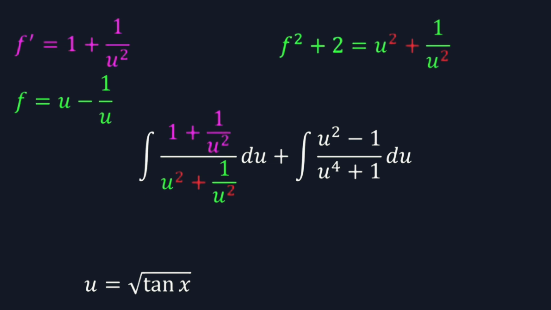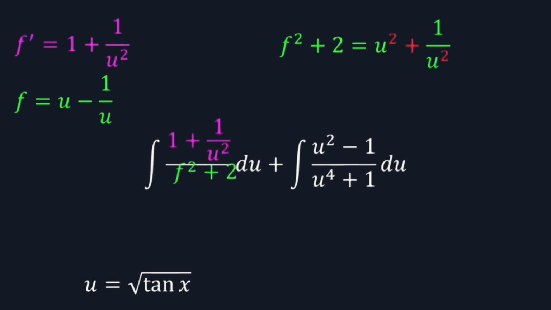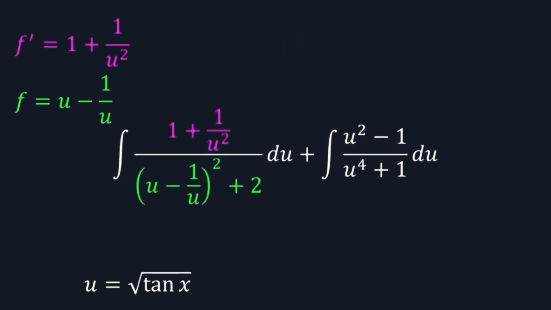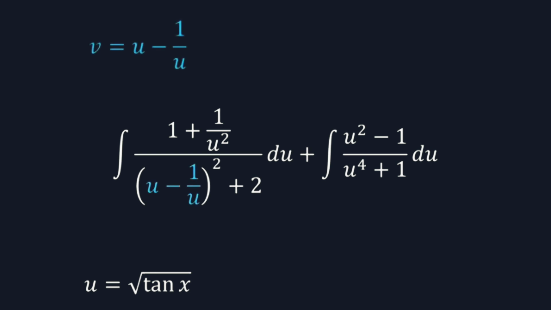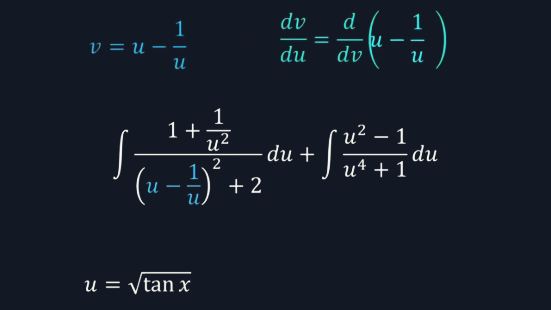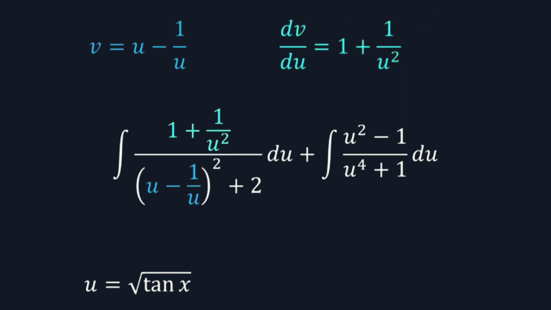And remember, f is simply the function we need to take the derivative of in order to obtain the numerator. After plugging it all in, we obtain the following equivalent form of the quotient in the integral. At this point, we proceed with the following now rather obvious substitution. We can call what was originally f, u minus 1 over u, v. This means that dv/du is simply 1 plus 1 over u squared, which is the numerator.